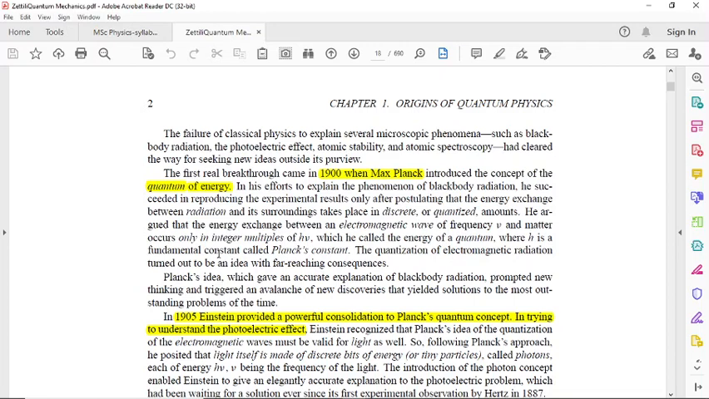In 1905, Einstein provided a powerful consolidation to Planck's quantum concept in trying to understand the photoelectric effect. Photoelectric effect എന്താണെന്ന് നിങ്ങൾക്ക് അറിയാം അല്ലേ?